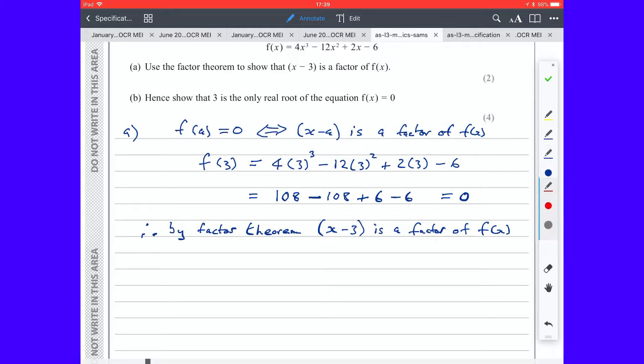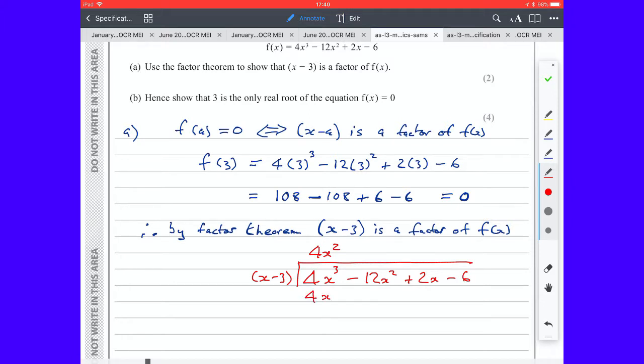So I'm going to divide 4x cubed minus 12x squared plus 2x minus 6 by x minus 3. What do I need to multiply x by to give 4x cubed? Answer, 4x squared. Now the 4x squared gets multiplied by the x to give 4x cubed.